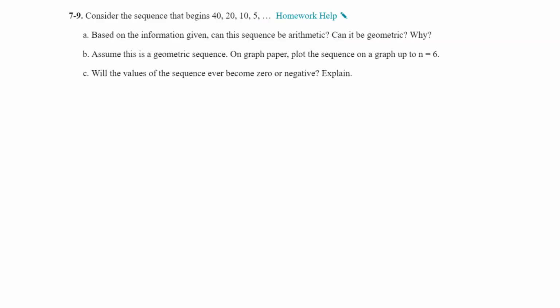Consider the sequence that begins 40, 20, 10, 5. Based on the information given, can this sequence be arithmetic or can it be geometric, and why? So when we're looking at the sequence, we have, once again, 40, 20, 10, and 5. How are we getting from one term to the next? If it's arithmetic, you're adding. If it's geometric, you're multiplying. So you can see we're dividing by 2, but we want to use multiplication, so we're multiplying by 1/2. So it is going to be a geometric sequence.